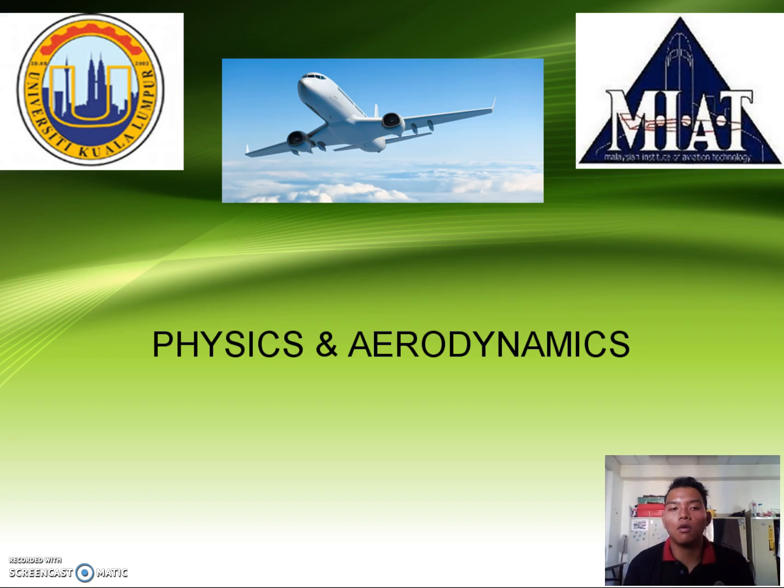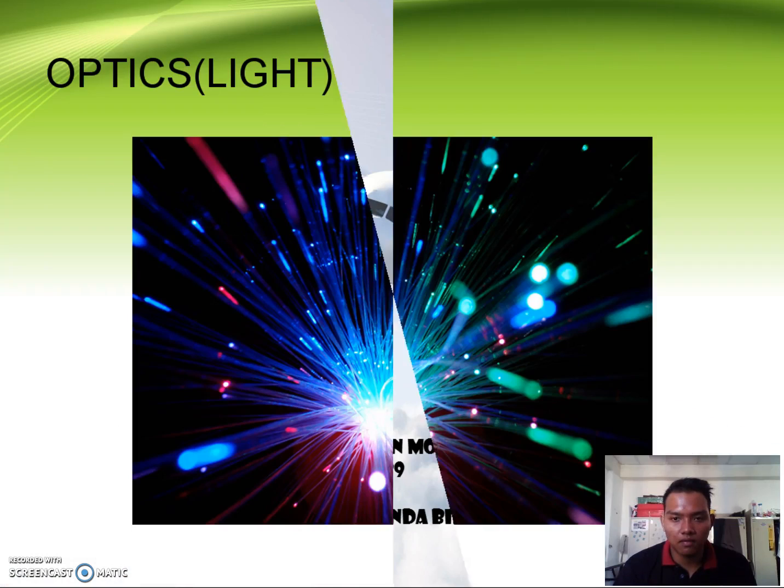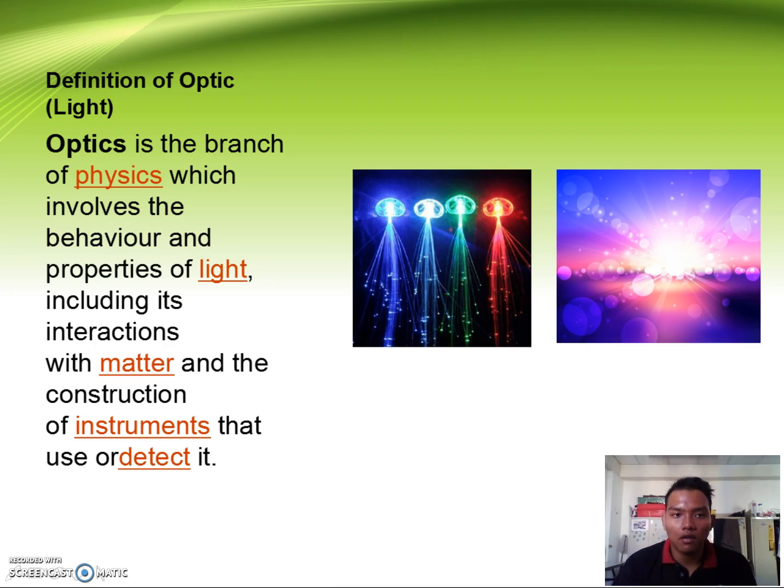Today I want to teach you about optic lights. Definition of optic lights. Optic is a branch of physics which involves the behavior and properties of light, including its interaction with matter and construction of the element and of instruments that are used to detect it.